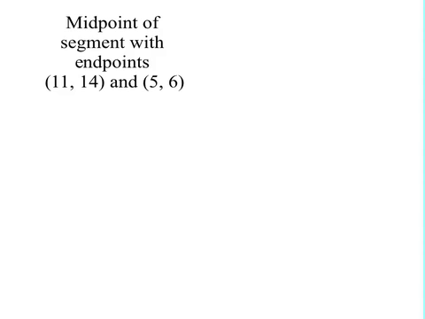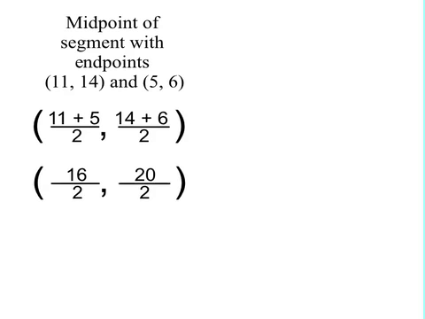Well, let's look at what we did with this particular example. The blue segment had endpoints at 11, 14, and 5, 6. And we found the average of the two x-coordinates, 11 and 5. So 11 plus 5 is 16 divided by 2. And we did the same with the two y-coordinates. 14 plus 6 is 20 divided by 2, giving us that the midpoint was 8, 10.